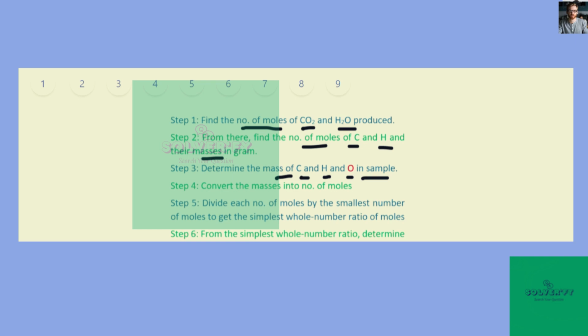And from there, we will be able to find the mass of carbon, hydrogen, as well as oxygen in the sample of liquid. Then we will convert all the masses into number of moles, and find the simplest whole number ratio of those moles by dividing each number of moles by the smallest value. From this simplest whole number ratio, we will determine the empirical formula of the unknown sample, compare it with the molecular formula of propanoic acid, and say whether the unknown sample is propanoic acid or not.